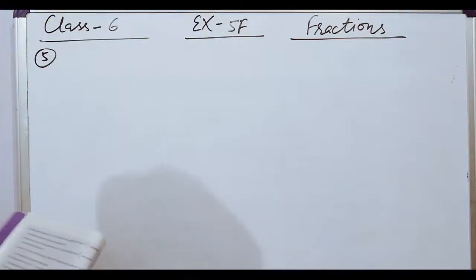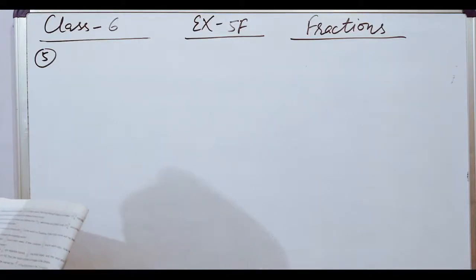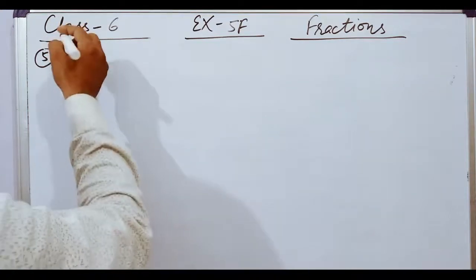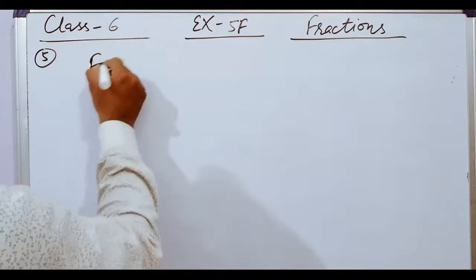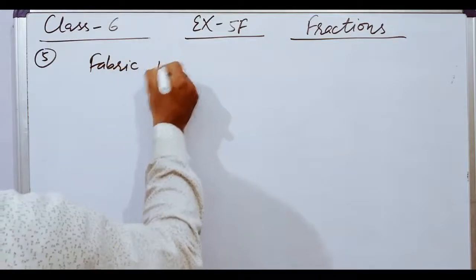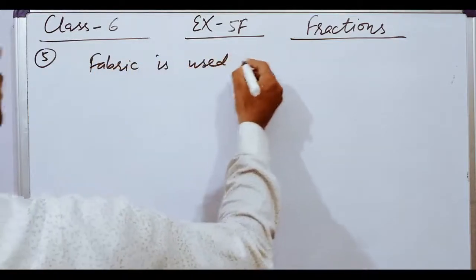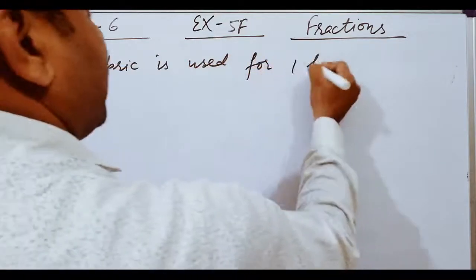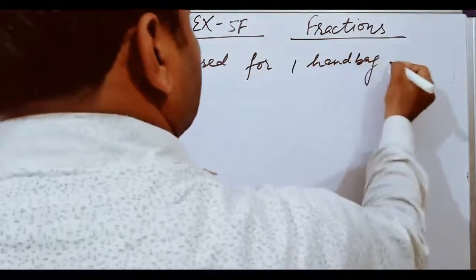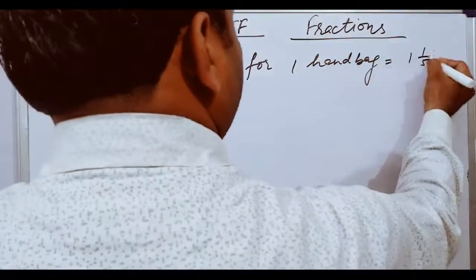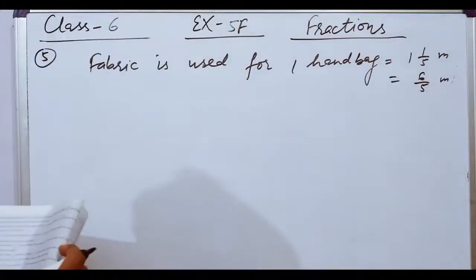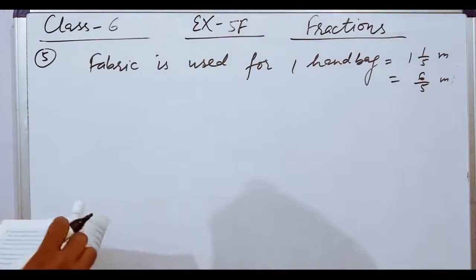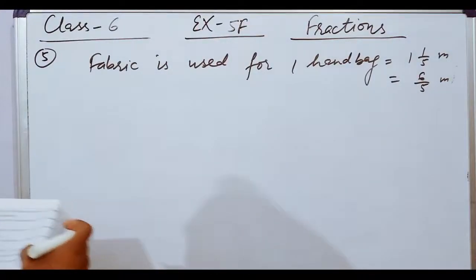5. Deepa makes a handbag from 1/5 meter of fabric each. Means fabric is used for one handbag equal to 1/5 meter, means 6/5 meter, and she had enough fabric to make 12 3/4 handbags.